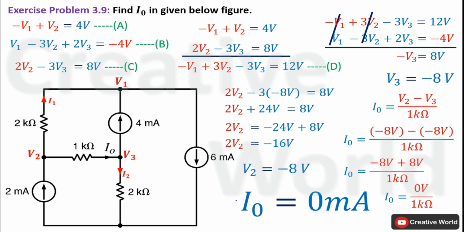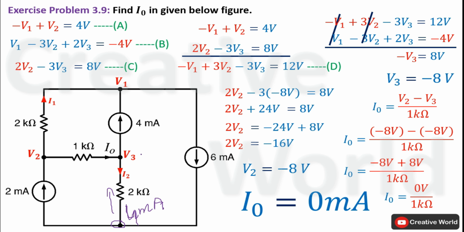Now we will solve this same scenario using a shortcut. We will apply Kirchhoff's current law on this node. On this node 6 milliampere current is entering and 2 milliampere current is leaving. The remaining current should leave from this branch in order to satisfy Kirchhoff's current law. So the remaining 4 milliampere current will be leaving from this branch and the direction of current will be upward.